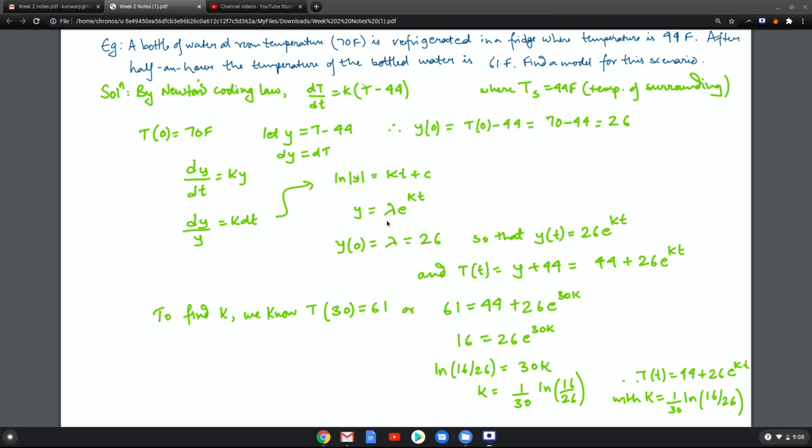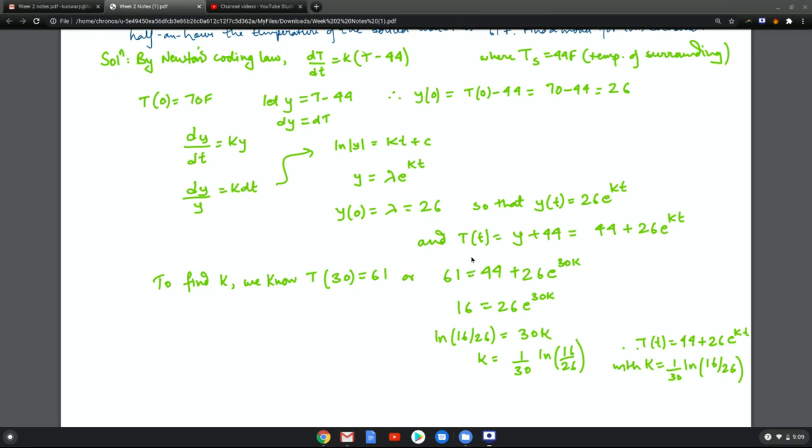Let's start with lambda. We know by definition that lambda is y0, or y at 0, because when t is 0, e to the power 0 becomes 1, so you're left with lambda. But we already know that the y value at time equals 0 is 26, so lambda is 26. So we get that the general equation y(t) is 26 times e to the power kt. But we recall that T is actually y plus 44, so it becomes 44 plus 26 e^(kt). Now we're still left with finding the constant k.